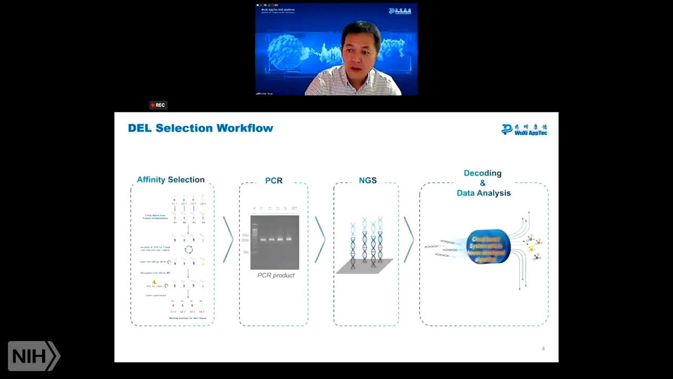As you all know, the DEL selection is affinity selection, and after the selection, the selected molecule needs to go through PCR and purification, and then be sent to next-gen sequencing. After that, we will be reading the DNA sequences and translating them into chemical information. So today I will be mainly covering the PCR and NGS.